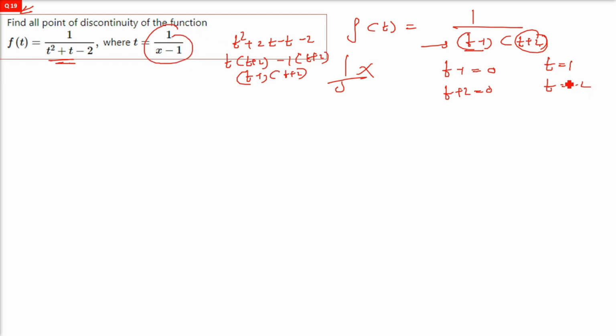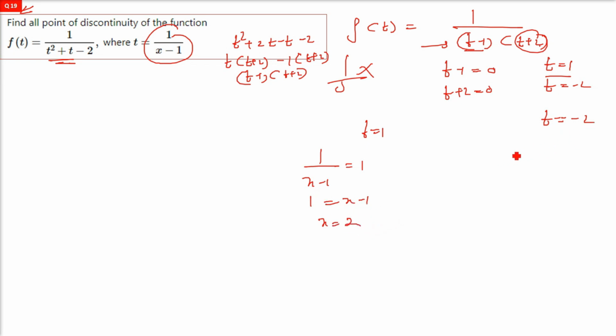Remember? So we have t minus 1 equals 0, where t is equal to 1, and t plus 2 equals 0, t equals minus 2. So for t equals 1 we will replace, because t is actually equal to 1 by x minus 1. So 1 by x minus 1 is equal to 1. So you get x minus 1 equal to 1, which is going to be x equals 2.